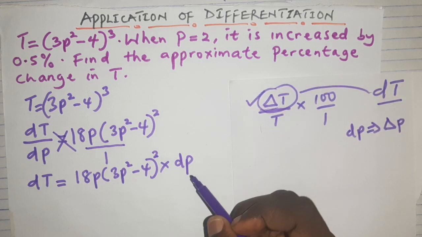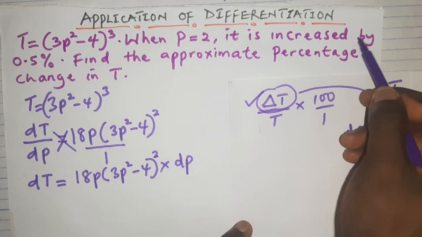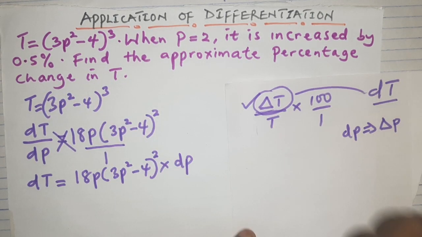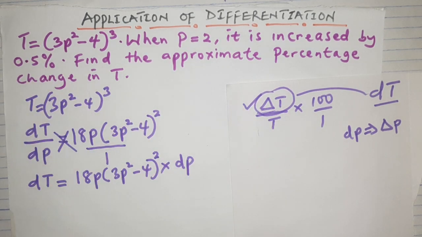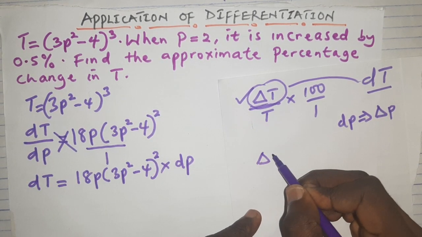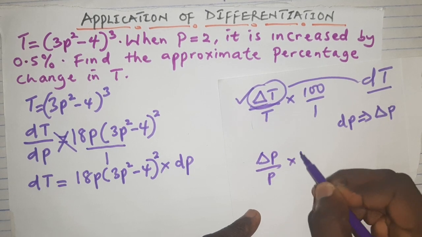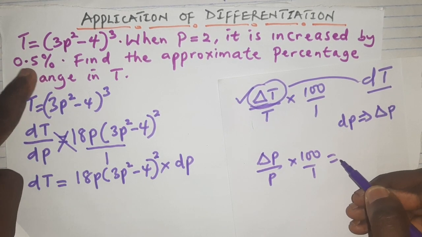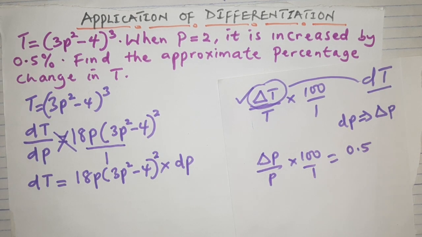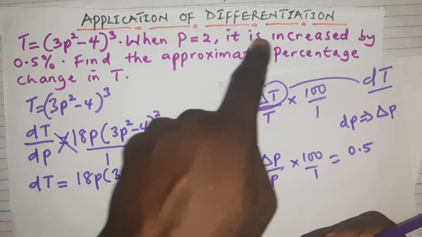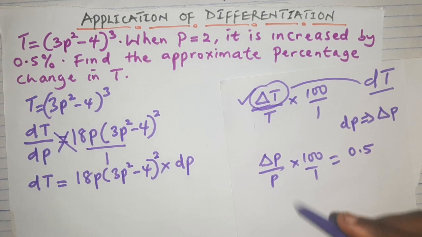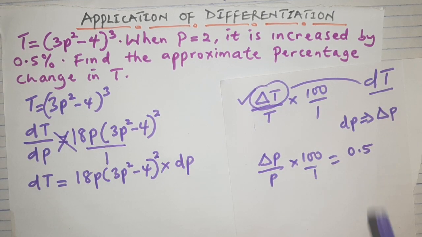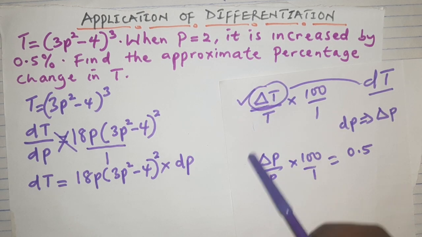So let me use this clue. They said it is increased by 0.5%. That means percentage change in p when p equals 2 is 0.5. So that means we're going to do change in p over p times 100 over 1 gives 0.5. So this is what they want us to do for us to get our change in p. So that's what it means. Said it is increased by 0.5%. So percentage change in p is 0.5. That's the meaning. Percentage change in p is 0.5.